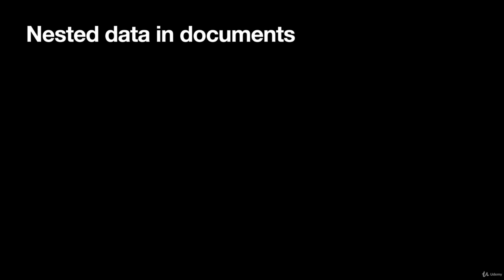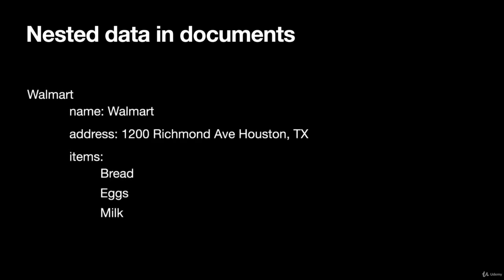Consider an example where you are saving grocery stores, and each store contains a list of items that you want from the grocery store. You might use nested data in the documents, something like this. Over here you can see that you have Walmart as the root element, which has the name, address, and the items. Items are bread, eggs, and milk. And this is how you can store the nested data in the documents.